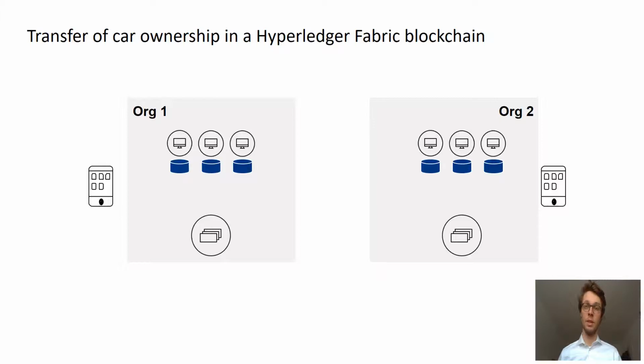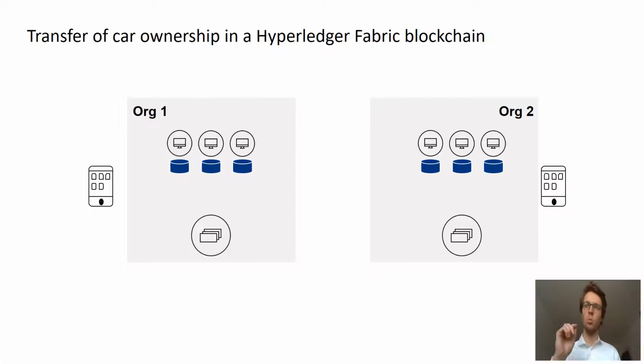For example, we can take the transfer of a car ownership in a Hyperledger Fabric blockchain. And we have on the left side organization 1 and on the right organization 2. Both build a blockchain network. Both organizations have a web application and both have so-called peers. Those peers are just an entry point to the blockchain, so basically just computers. All peers have databases, and both organizations have a so-called orderer. What this orderer does is what I'll explain in the following.